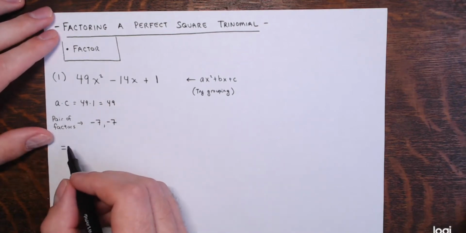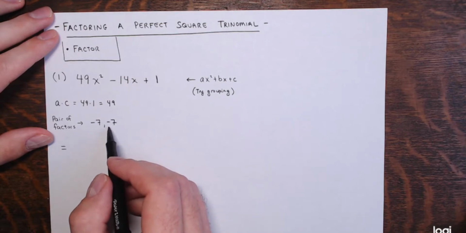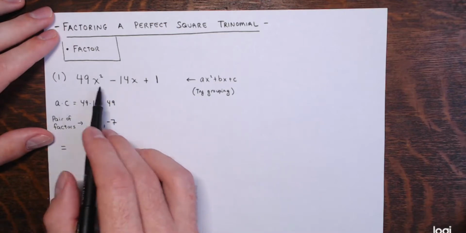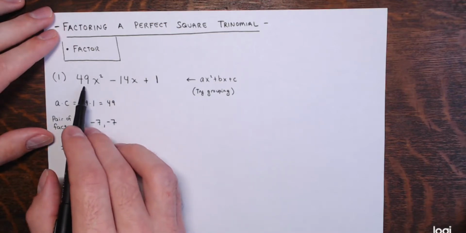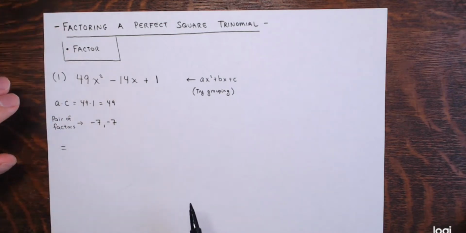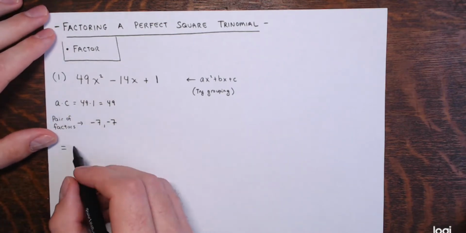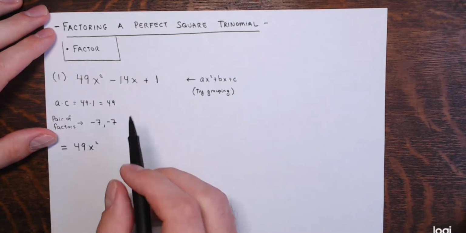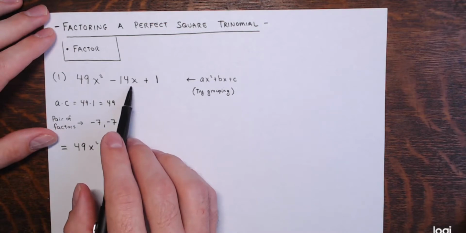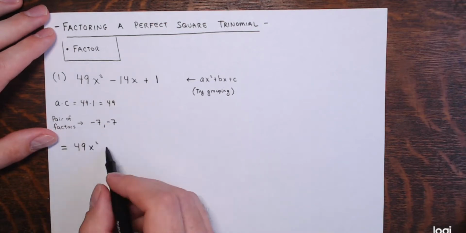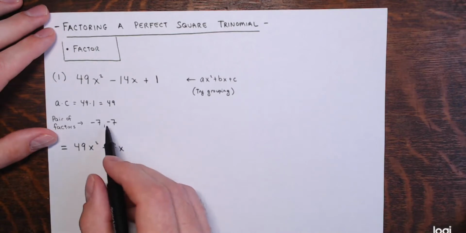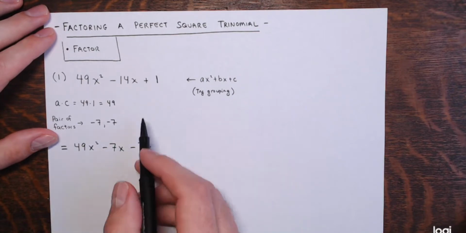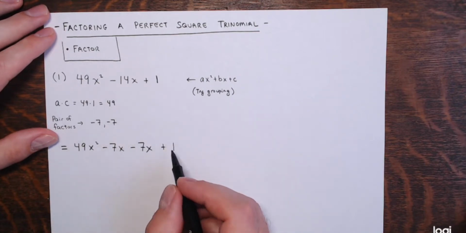Then I used this pair of factors of a times c that added up to b, and just rewrote the middle term. So 49x squared minus 14x plus 1 is equivalent to 49x squared, and then instead of minus 14x, I use this pair of numbers and rewrite it as minus 7x minus 7x. That's the same thing as minus 14x. And then you have your constant term still, plus 1.